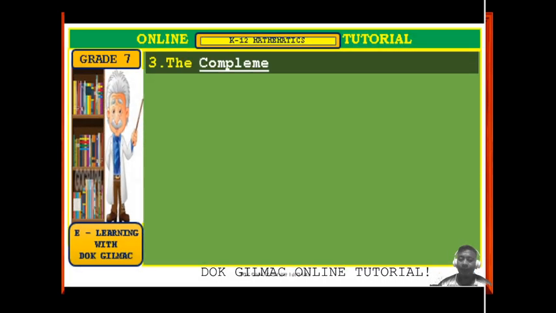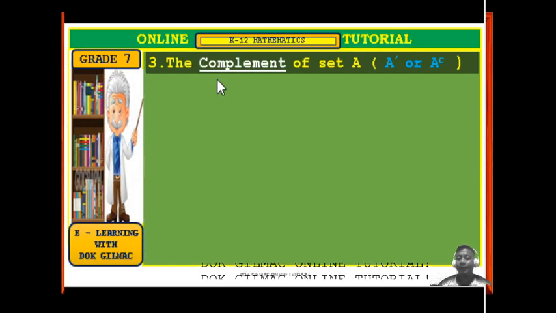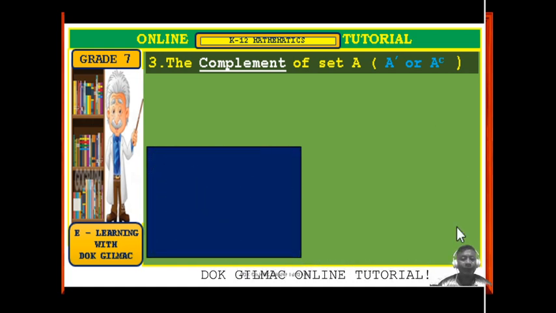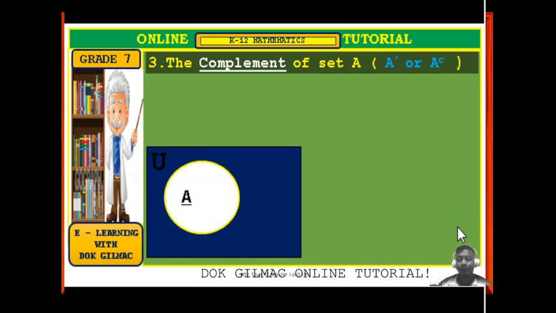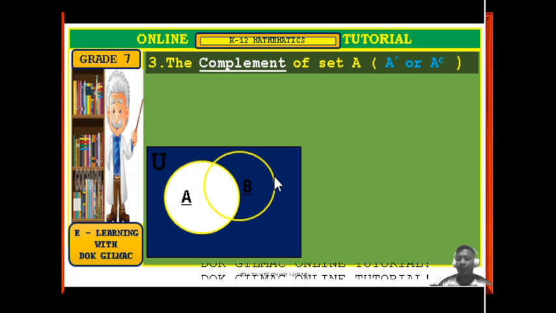Okay, let's have the number 3 basic operation on sets. We have the complement of set A denoted by this symbol, A prime or A raised to C. This is read as A complement or the complement of set A. Now consider the Venn diagram here again. As you can see here, I have set A and set B. This shaded part here are all elements of the complement of A. So take note, these are all elements of the universal set.